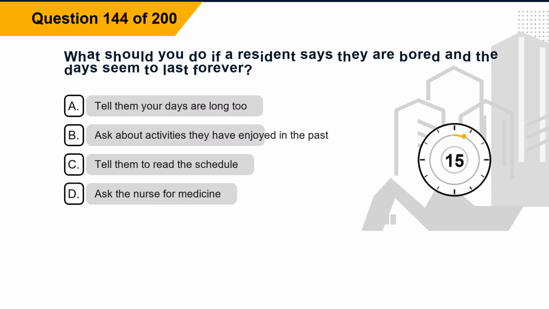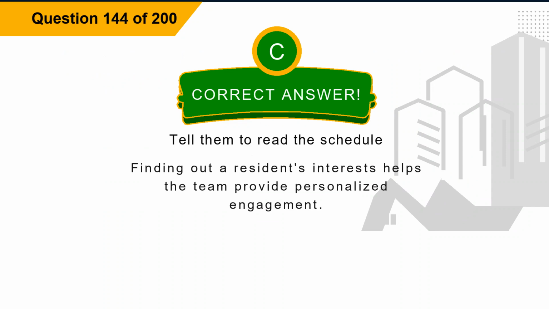Question 144. What should you do if a resident says they are bored and the days seem to last forever? Option A, tell them your days are long too. Option B, ask about activities they have enjoyed in the past. Option C, tell them to read the schedule. Option D, ask the nurse for medicine. The correct answer is option C, tell them to read the schedule. Explanation. Finding out a resident's interests helps the team provide personalized engagement.